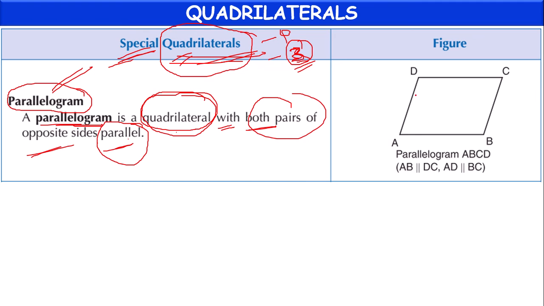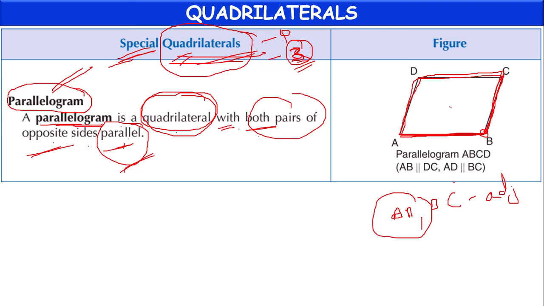So suppose this is the quadrilateral, because the quadrilateral in which both pairs of opposite sides are parallel is called a parallelogram. Before satisfying this condition, we have to call it a quadrilateral. So let's say ABCD is a quadrilateral. Here AB and BC are adjacent sides. Why are they adjacent sides? Because they have a common endpoint B. So that's why they are adjacent sides.